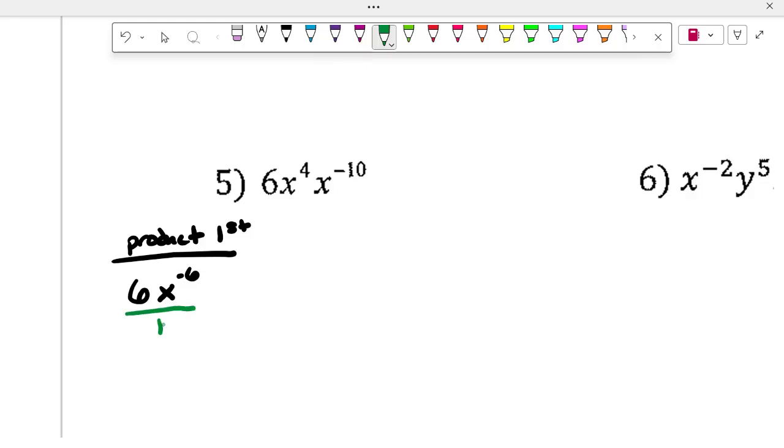But then I run into a negative rule. Now, be careful. What am I dragging to the denominator? X to the negative 6. Do not take the 6 with it. The 6 is its own base. You only want the base connected to the negative exponent. So this would be 6 over x to the 6.